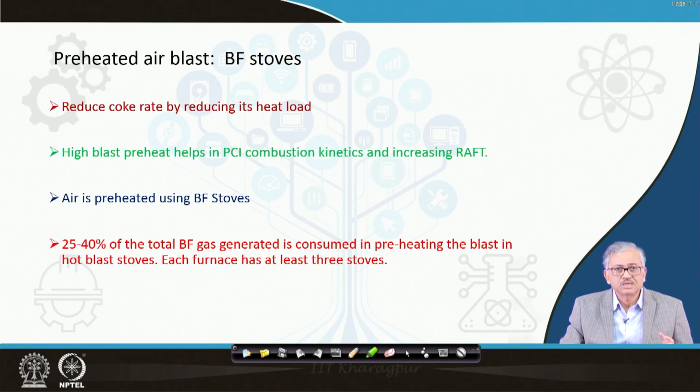So blast furnace gas is also a utility, and this 25 to 40% of the blast furnace gas is used only for preheating the air in the blast furnace stoves.